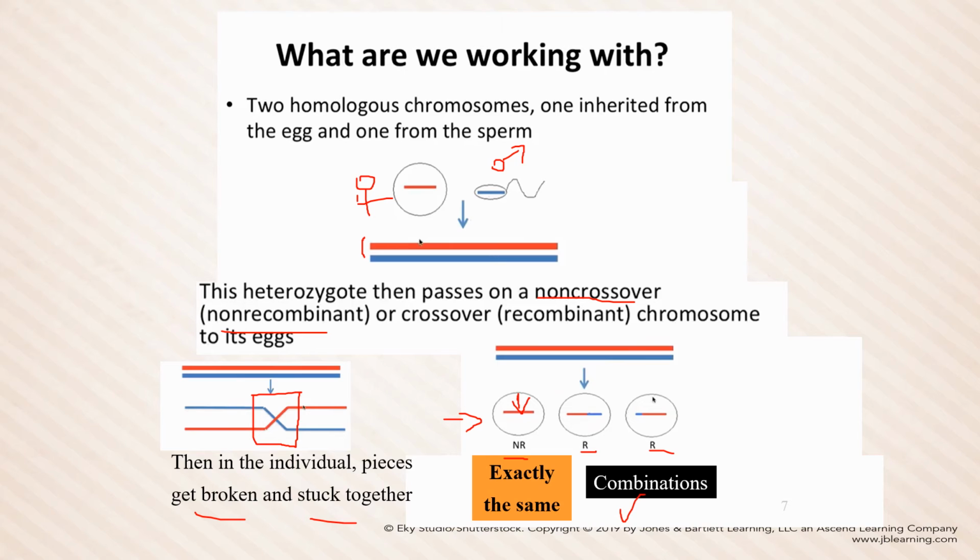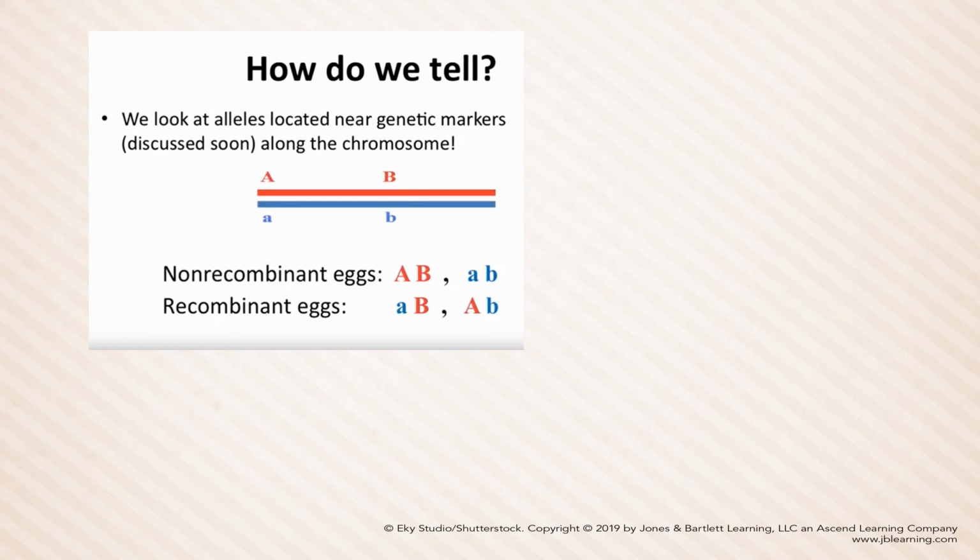So in addition to what we learned with Mendel, something more complicated can happen in some cases, and the gametes will not look exactly the same, the chromosomes. They could be a combination of pieces of chromosome, and we call that recombinant. But how do we tell? How do we know that the crossing over is actually happening?